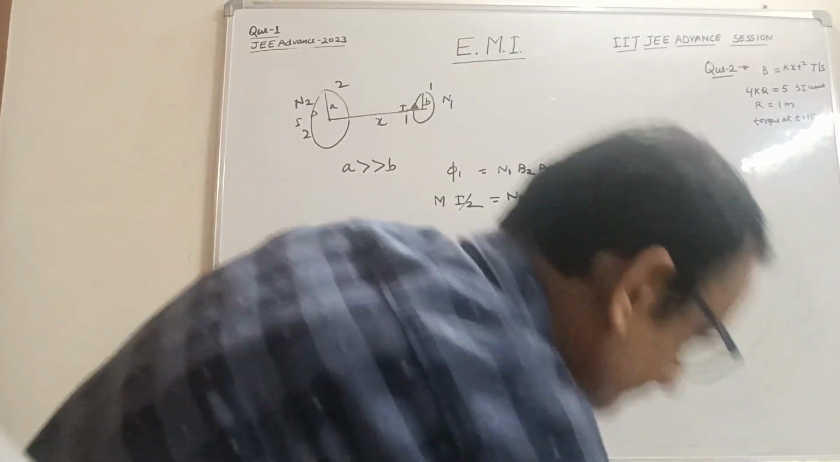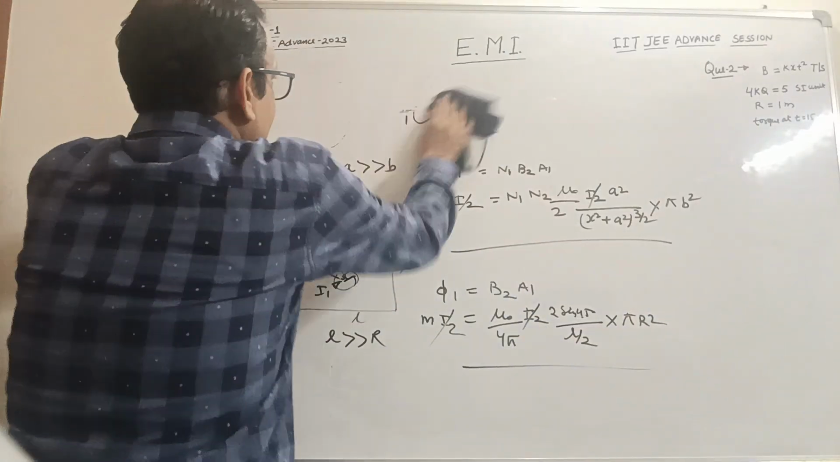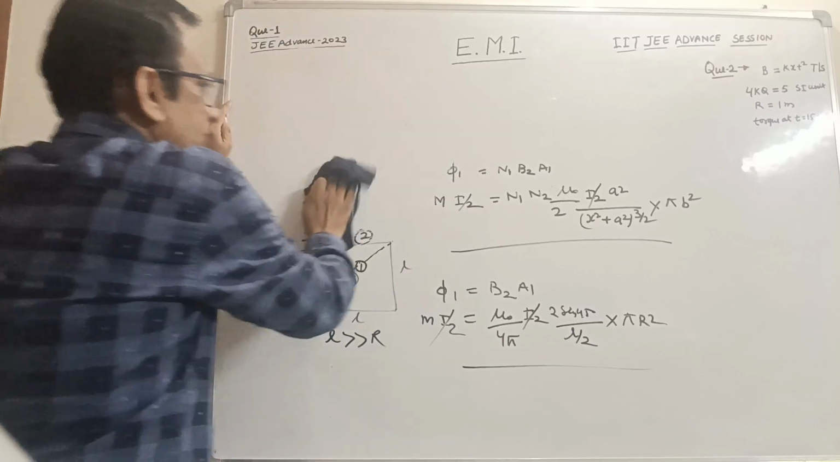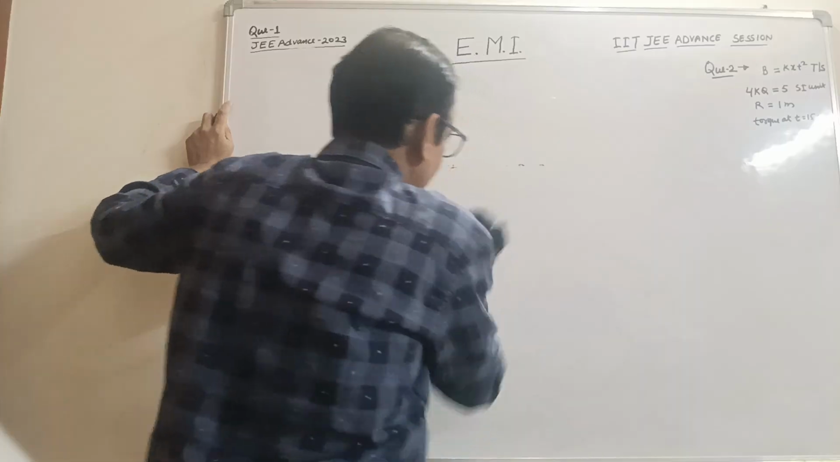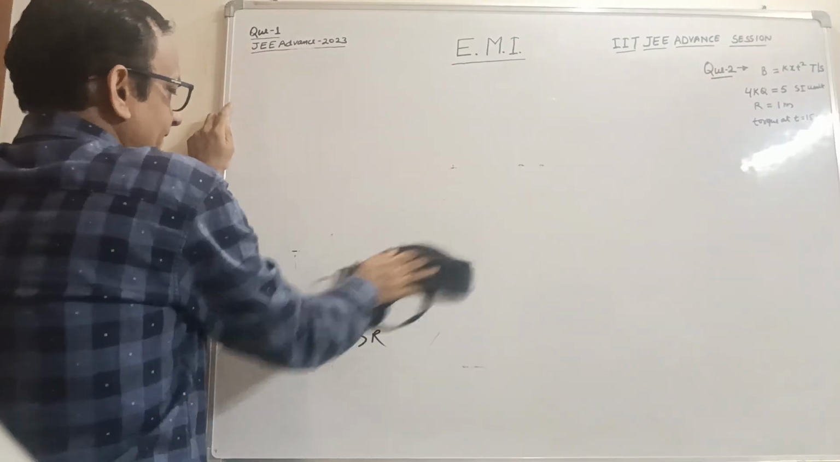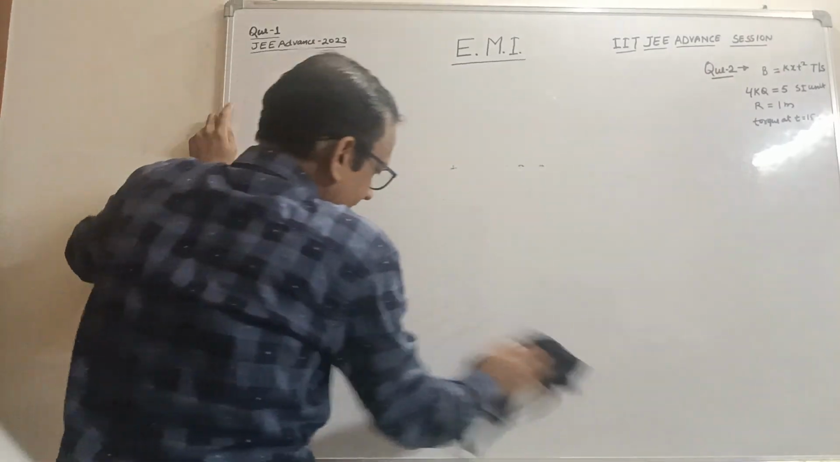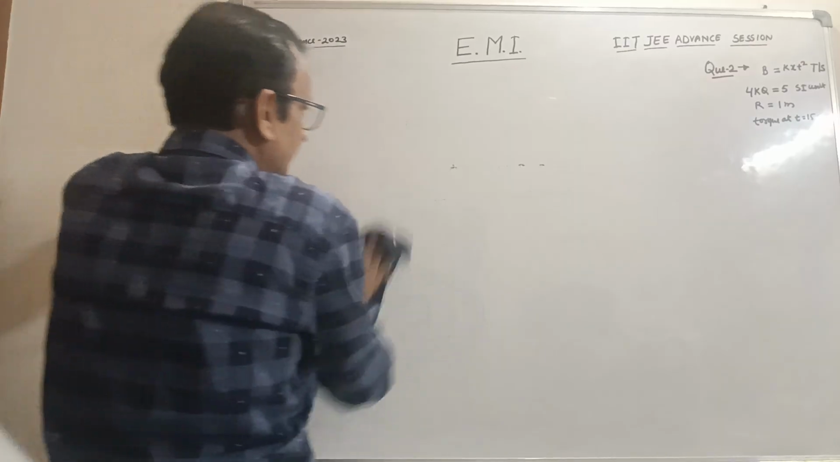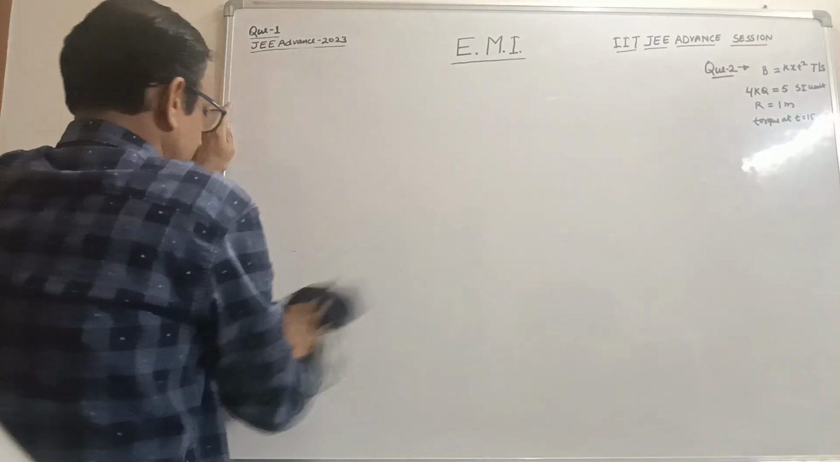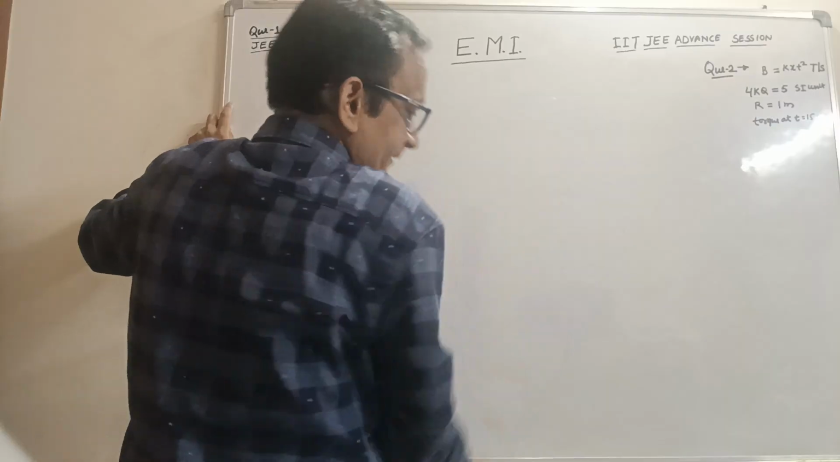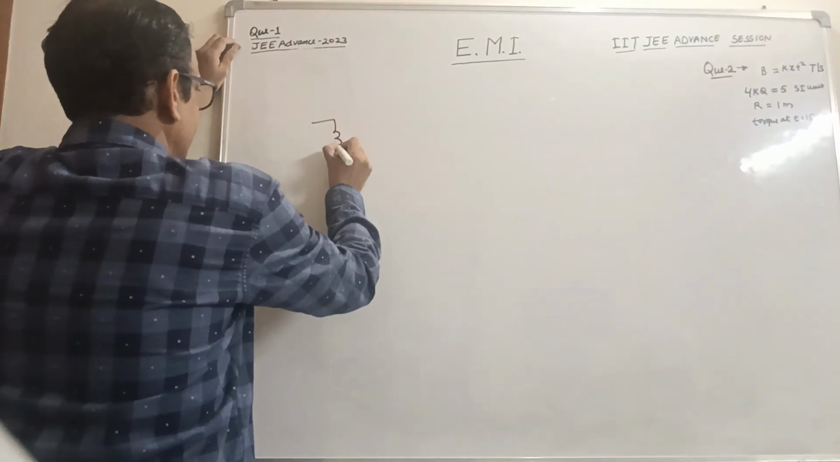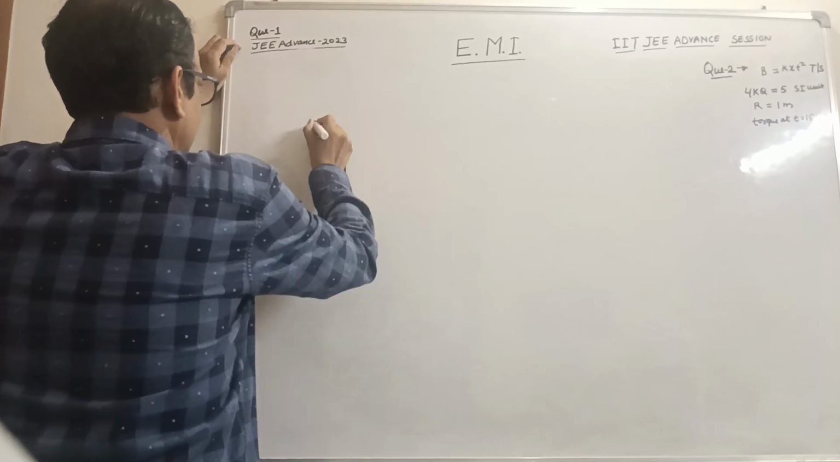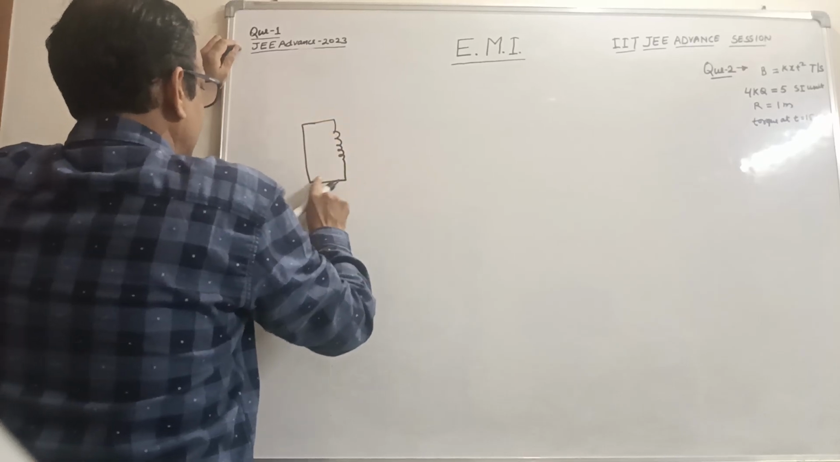So we have another problem. In this problem we are given two coils, and one coil is shorted. This question was asked in JEE Advanced in 2026 this year. So we have to find the circuit, which is given as this. This coil is shorted here.